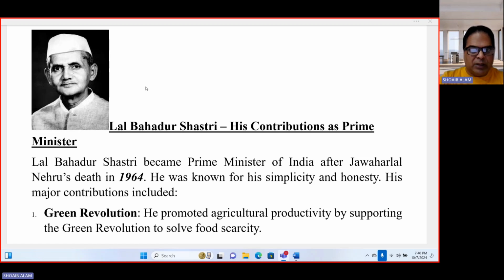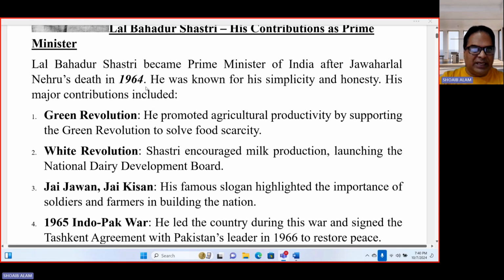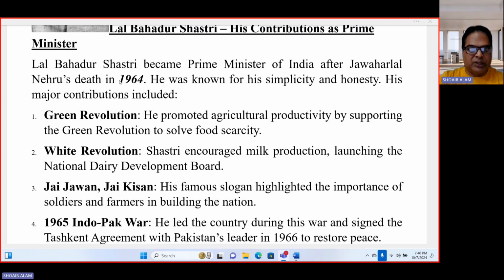So Lal Bahadur Shastri, his contribution. You can see here, after the death of Jawaharlal Nehru in 1964, he was made the Prime Minister of India. He was known for his simplicity and honesty. So what were his contributions? First of all, point number one I have highlighted over here is the Green Revolution. In order to sort out the issues of food scarcity, what did he do? He promoted agricultural productivity by supporting the Green Revolution to solve food scarcity.